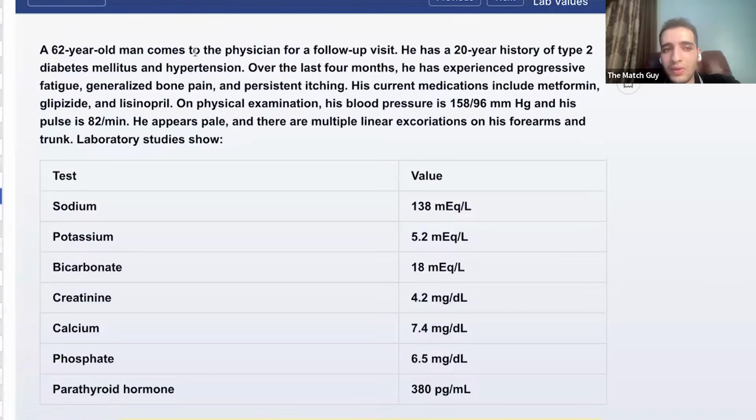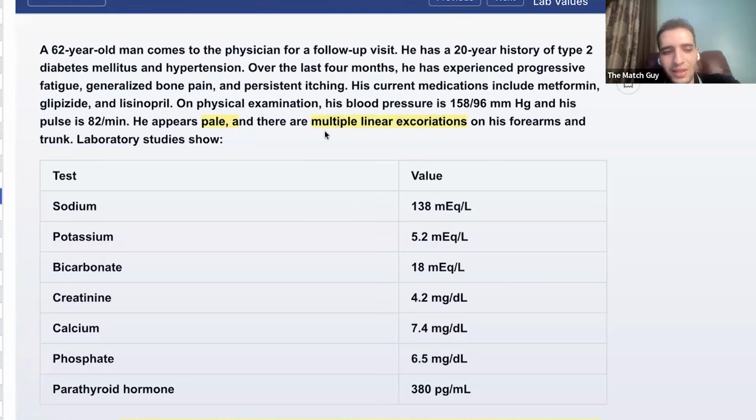So a 62-year-old man comes to the physician for a follow-up visit. He has a 20-year history of type 2 diabetes and hypertension. Over the last 4 months, he has experienced progressive fatigue, generalized bone pain, and persistent itching. His current medications include metformin, glipizide, and lisinopril. On physical exam, his blood pressure is like this. His pulse is this. He appears pale, and there are multiple linear excoriations on his forearms and the trunk.